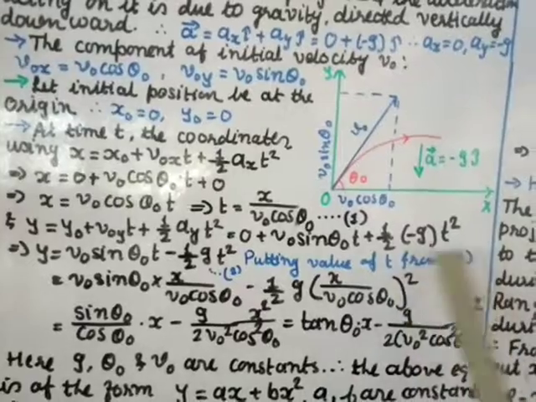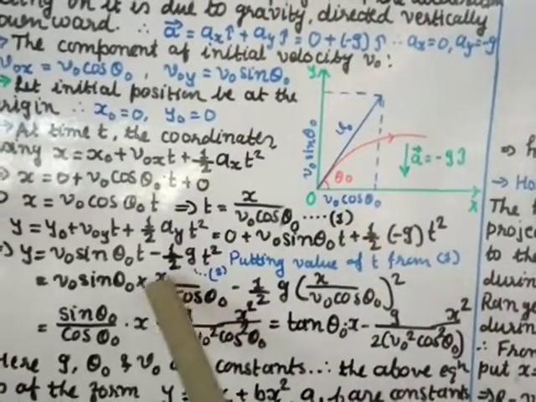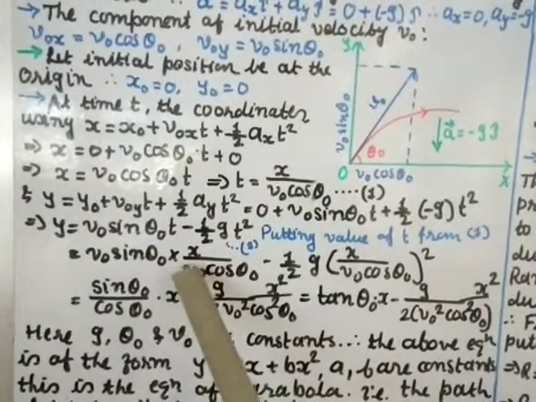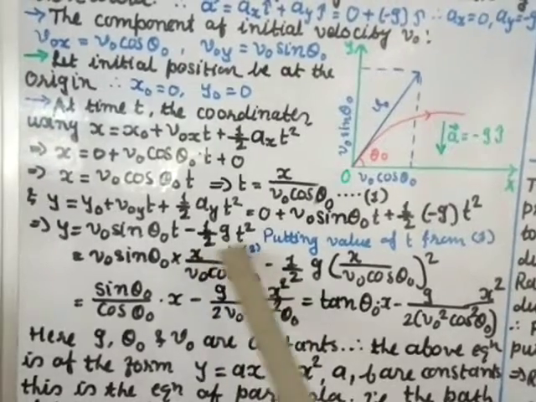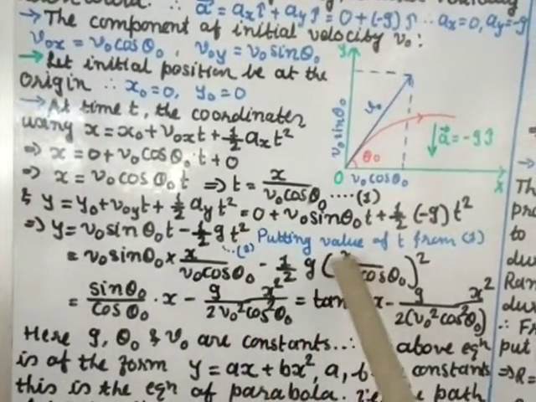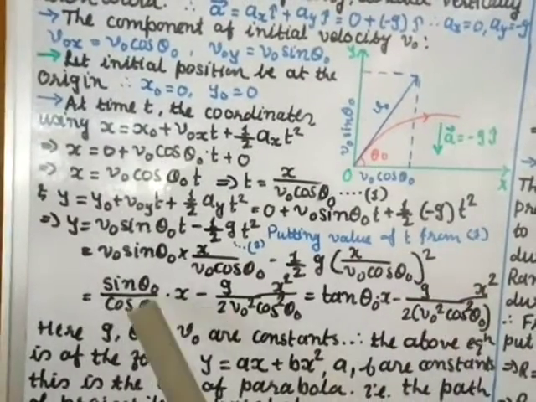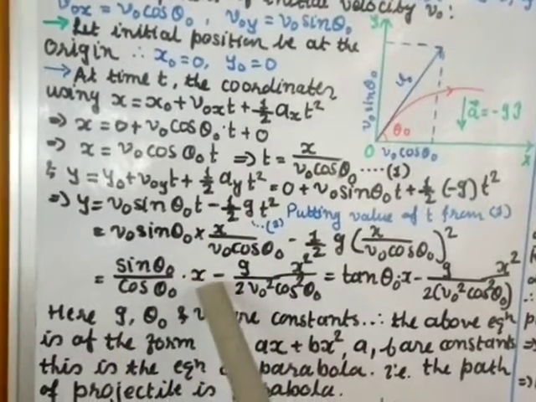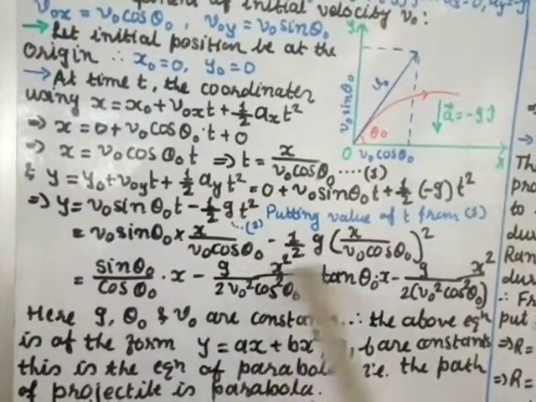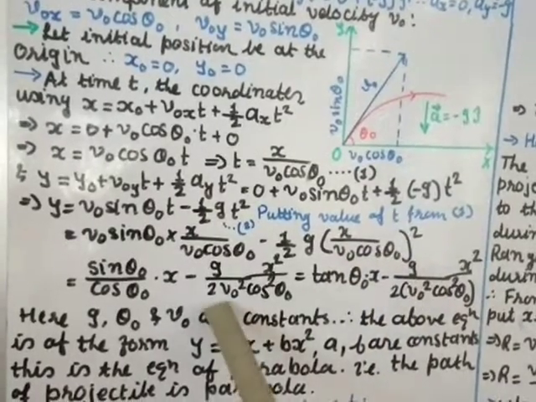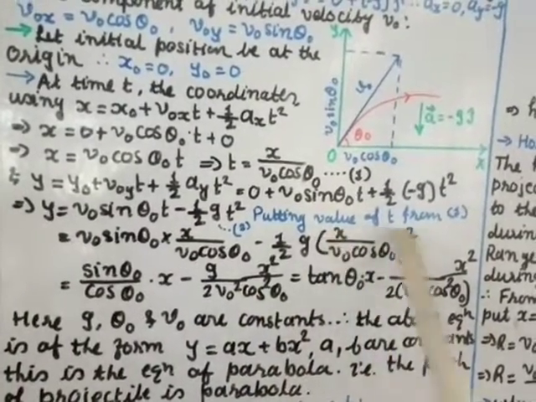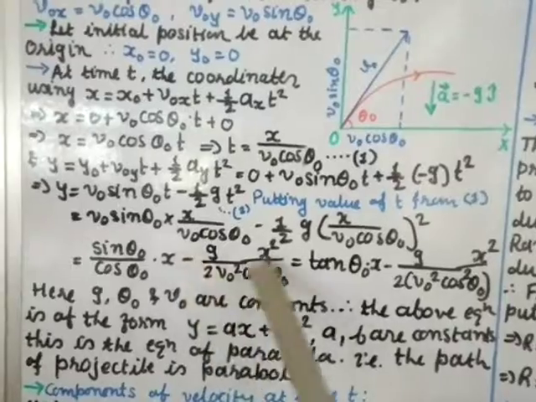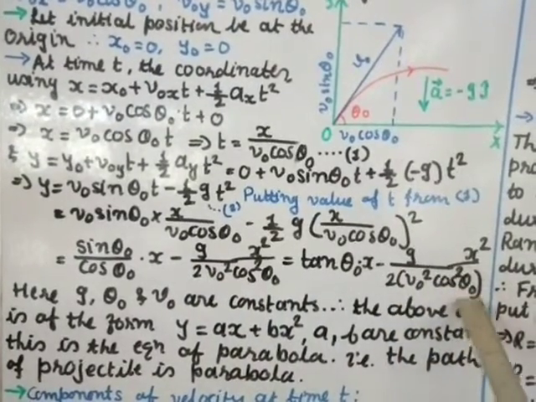Putting the value of t from 1, so this value of t from 1 we shall put here. So v naught sin theta naught as it is into t value from here, x by v naught cos theta naught, minus 1 by 2 g as it is, and t square value from here, x by v naught cos theta naught whole square. So here v naught and v naught you can cancel, here sin theta naught by cos theta naught into x minus this g here 2 v naught cos theta naught, the square is there, so v naught square cos square theta naught and x square. Now here sin theta naught by cos theta naught is tan theta naught into x minus g divided by 2 v naught square cos square theta naught x square.